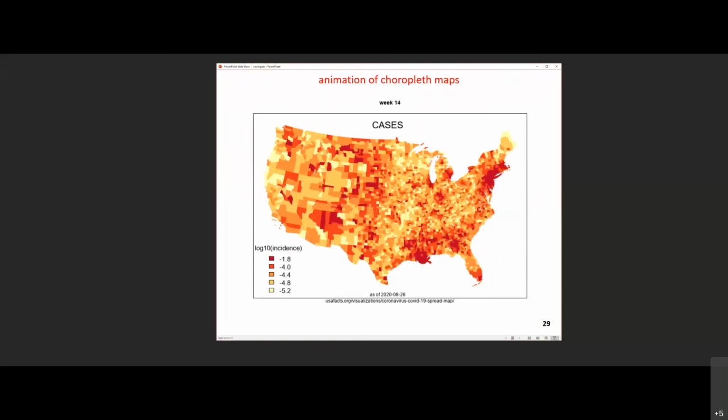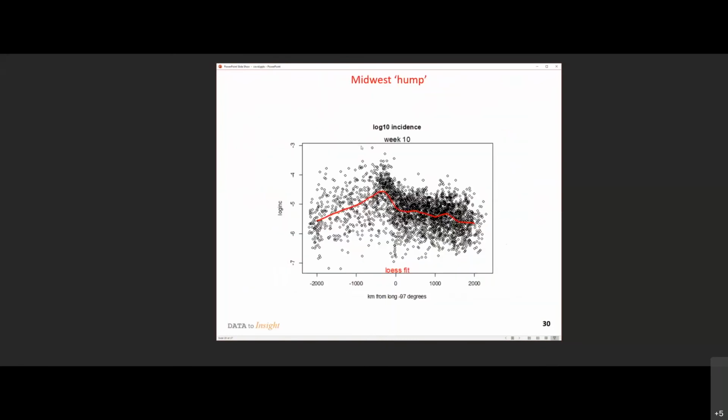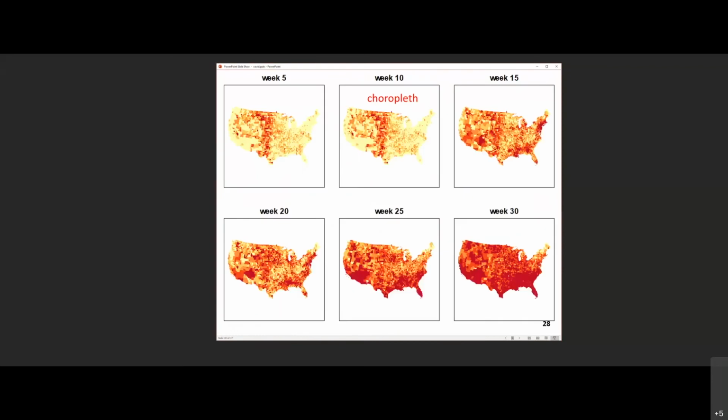This is a so-called choropleth map. And it shows, among other things, an interesting hump in the Midwest. For example, if you look at week 10, each of the counties shown with kilometers on the x-axis and the logarithm of incidence, we have a curious hump in week 10 in the middle of the United States. And I don't really know why that is, but the animation is a very good way to examine that.